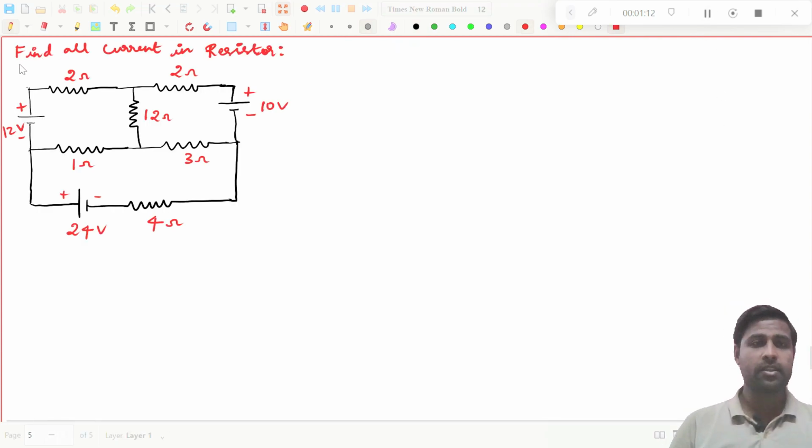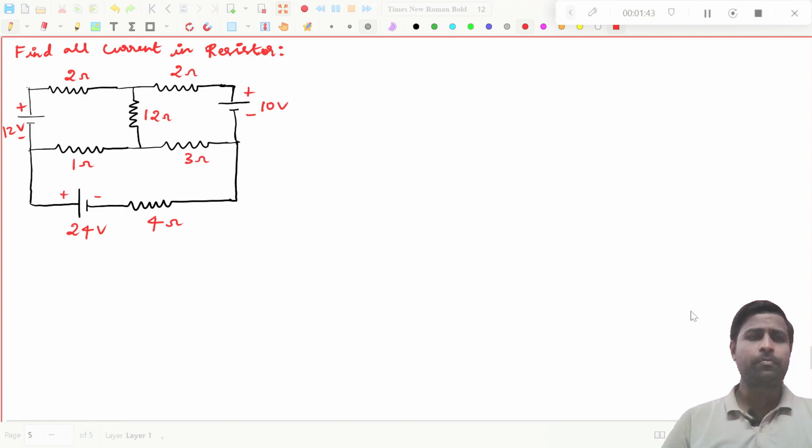So this is the circuit, and in this circuit, they are asking you to find all the currents in the resistors. Not a complicated circuit anyhow. We have taken a two loop circuit in the last class. Now you see, we have three loops here. This is the first loop, this will be the second loop, and this will be the third loop.